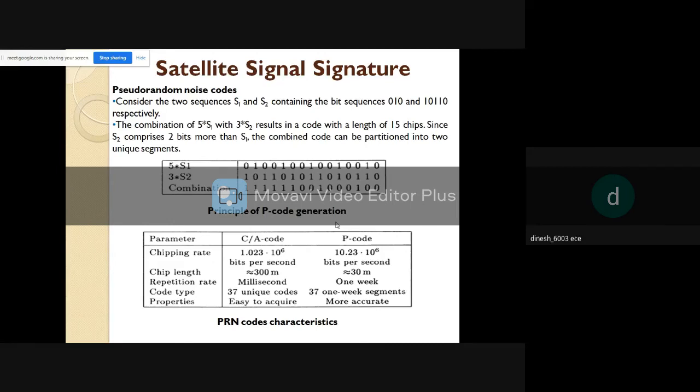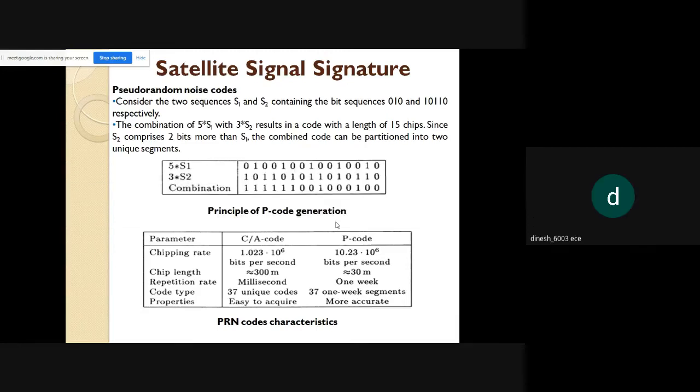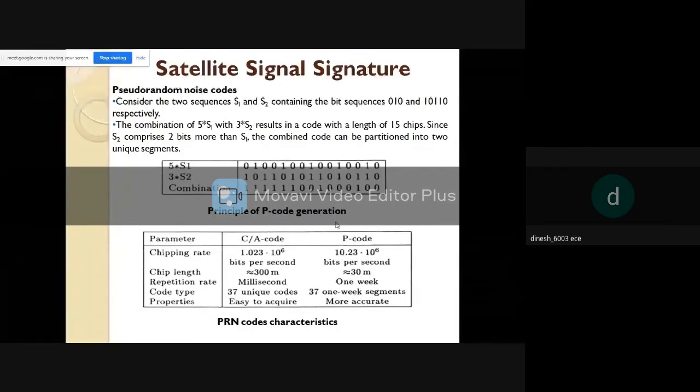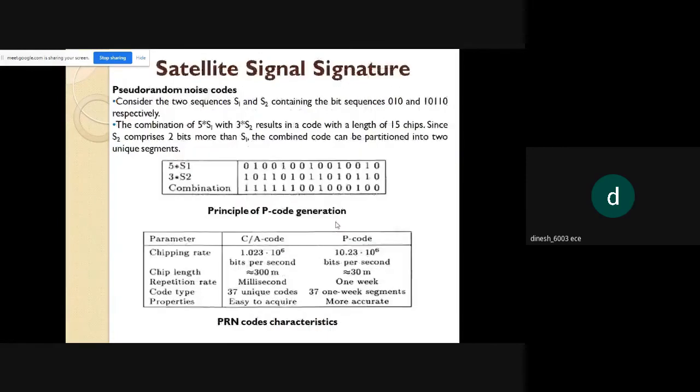Whereas in precision codes, or P codes, the chipping rate is 10.23 × 10^6 bits per second, the chip length is 30 meters, and the code repeats every 1 week, at the Saturday to Sunday transition. The code type is 37 one-week segments, with more accuracy. So this is about your satellite signal signature.